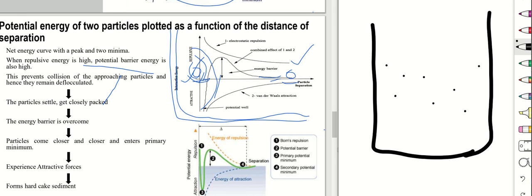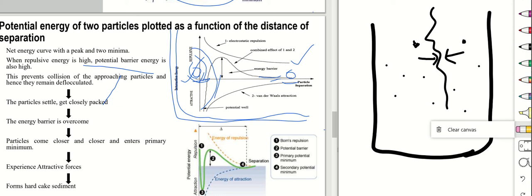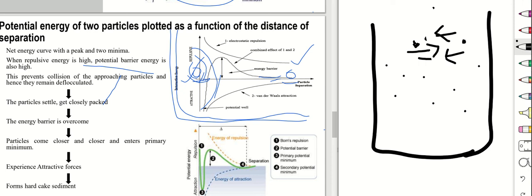So when a particle has both repulsive forces, when they are supposed to come together, they cannot come together because of the highest potential barrier. So we need to make sure that the potential barrier is reduced, and we need to improve the attraction forces between the particles so that these particles will form aggregates.